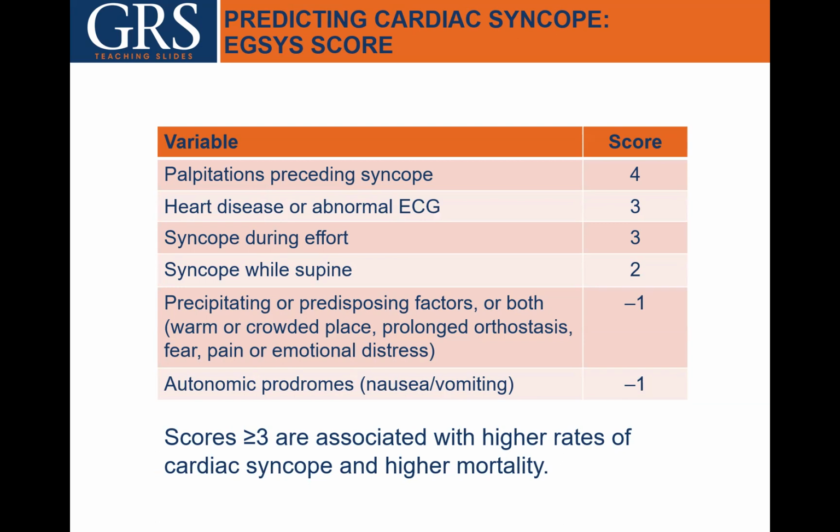In order to predict cardiac syncope, here's a score system called the EGSYS score system. If the patient has palpitations preceding syncope, score 4; heart disease or abnormal ECG, score 3; syncope during effort, score 3; syncope while supine, score 2. So all of these are related to cardiac syncope. And precipitating or predisposing factors and autonomic prodromes are more likely vasovagal or peripheral vascular, and are not related to cardiac syncope.